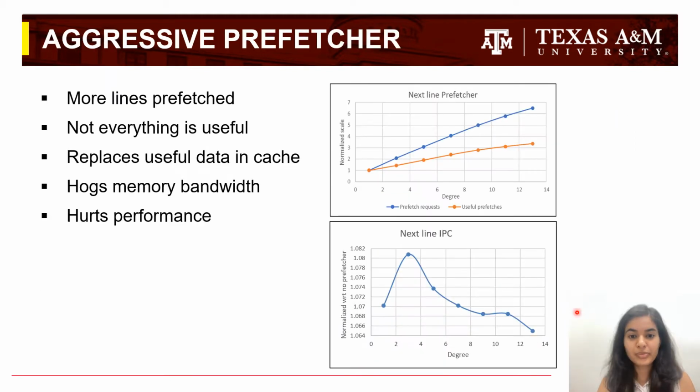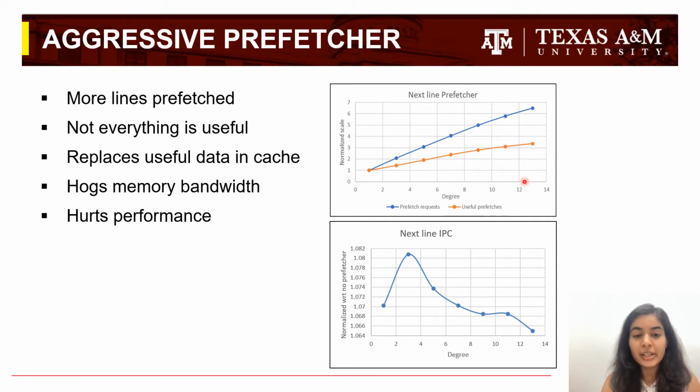processor. Now we understand that prefetchers are necessary, but there is a limit on how aggressive the prefetcher can be. As we can see in the first graph here, where we are comparing the amount of prefetch requests that are made by the next line prefetcher as we increase the degree. We can see that as we increase the degree, the number of prefetch requests made by the next line prefetcher increase rapidly. However, the number of useful requests made by it do not rise at the same rate.